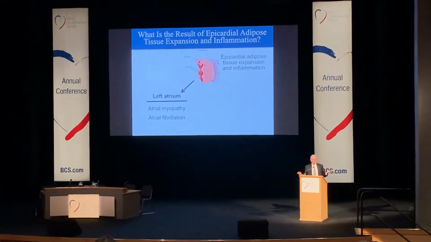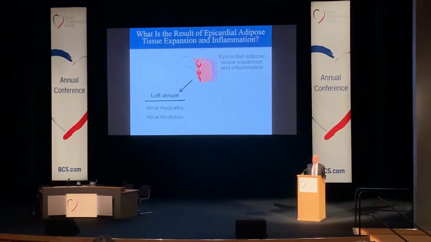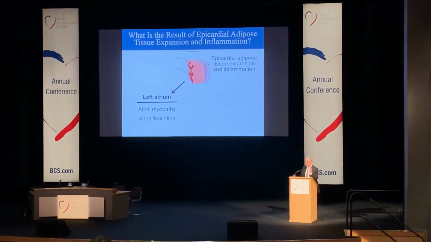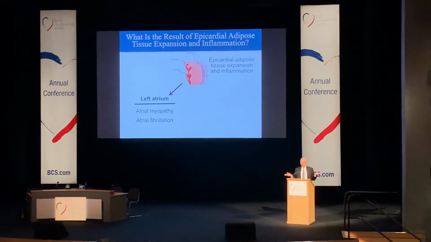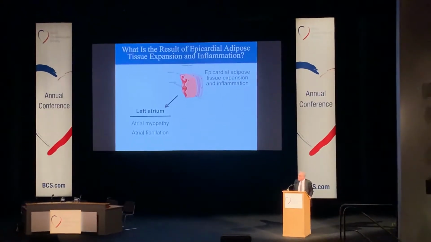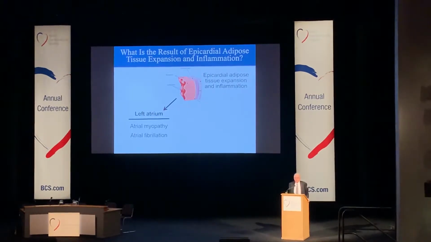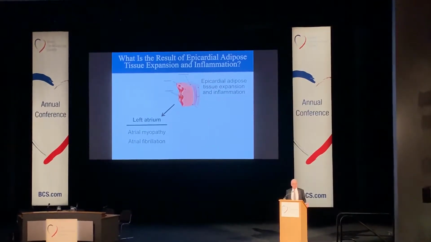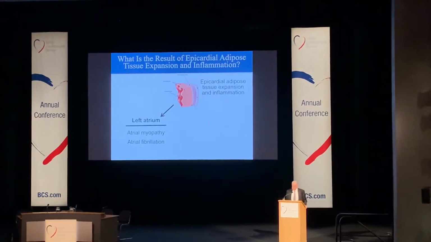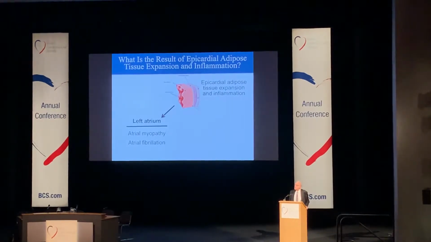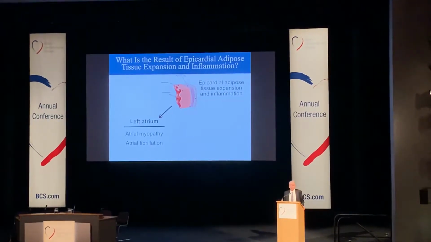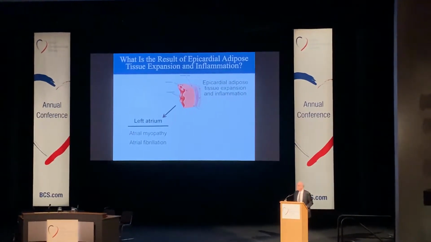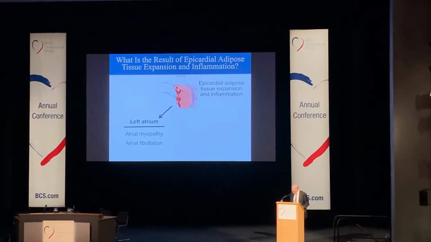Now, if the epicardial inflammation surrounds the left atrium, then you get an atrial myopathy, and the way that we see that clinically, most of the time, is on the electrocardiogram. Patients present with atrial fibrillation, and everyone says, oh, you have atrial fibrillation, which of course is a biomarker of an underlying atrial myopathy commonly related to epicardial adipose tissue inflammation.